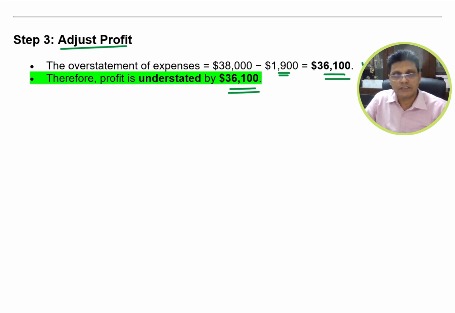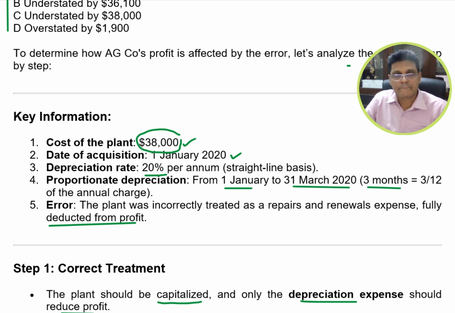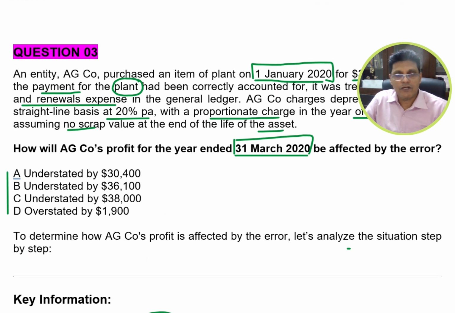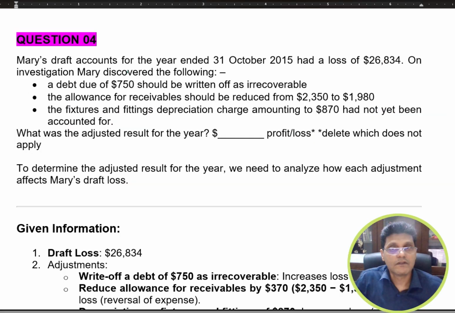So your correct answer is, the profit is understated by 36,100. This should be the correct answer. Now let's move on to the next question.